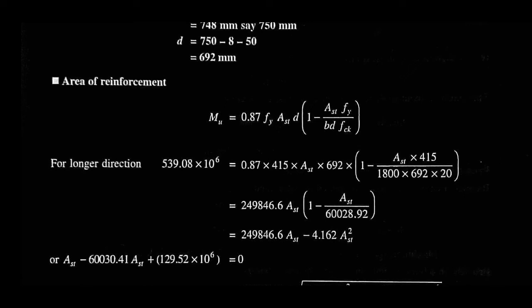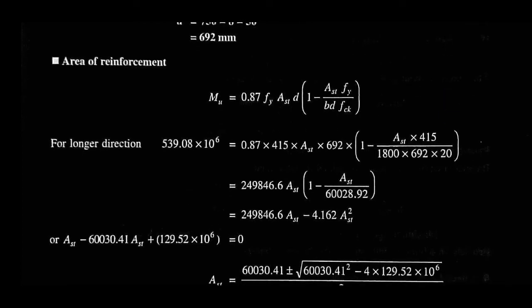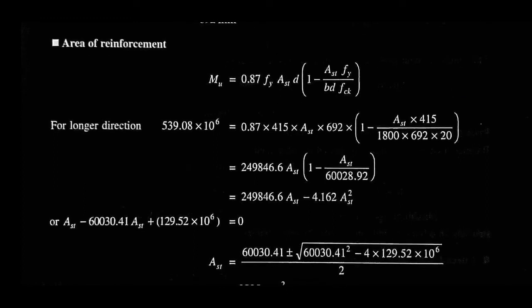249,846.6 Ast within bracket 1 minus Ast by 60028.92. That is equal to 249,846.6 Ast minus 4.168 Ast square, or Ast square minus 60030.41 Ast plus 129.5 into 10 to the power 6 is equal to 0.